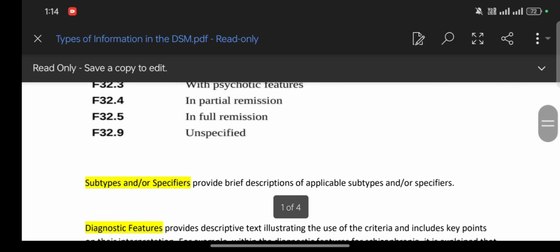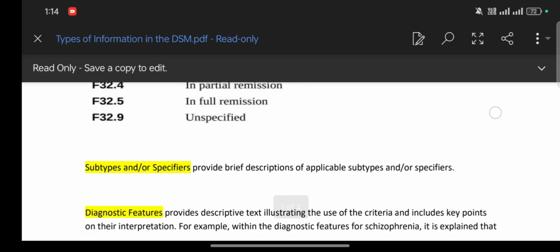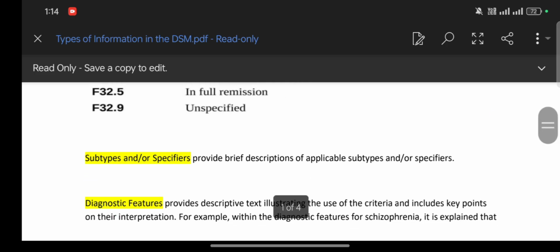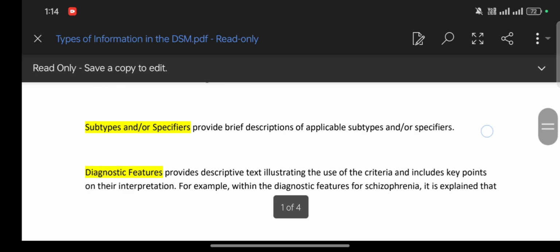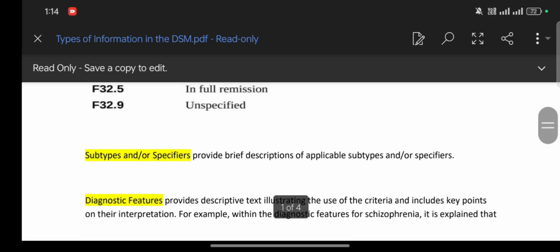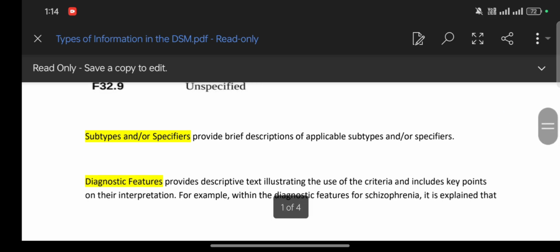Then we have subtype or specifiers. These are the extra details that describe different forms of the disorder. For example, if a person is diagnosed with ADHD, then subtypes or specifiers will help us to understand what type of ADHD the person has: inattentive type, hyperactive type, impulsive type, or combined type.